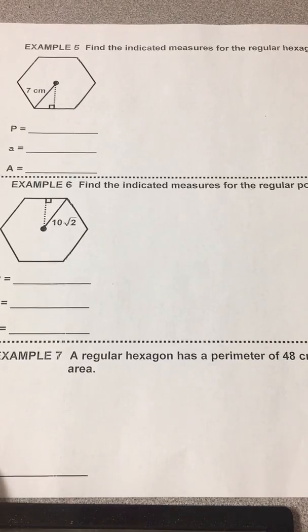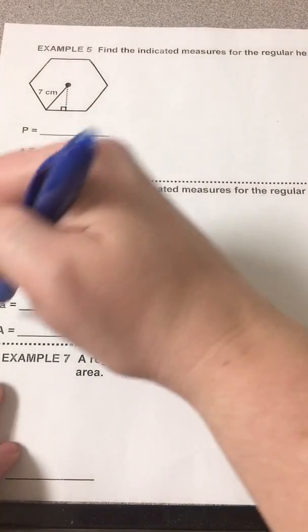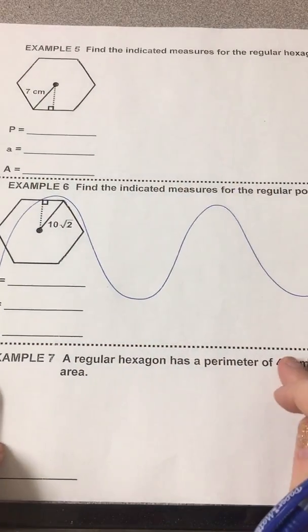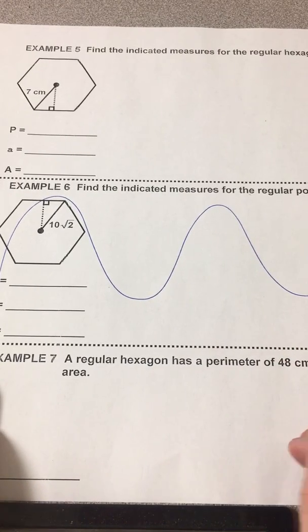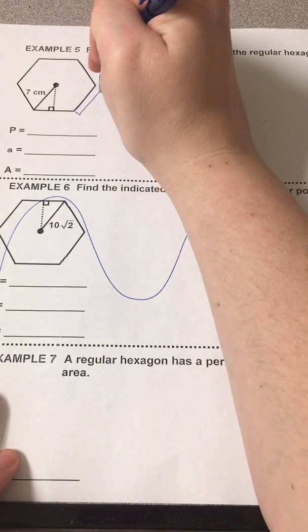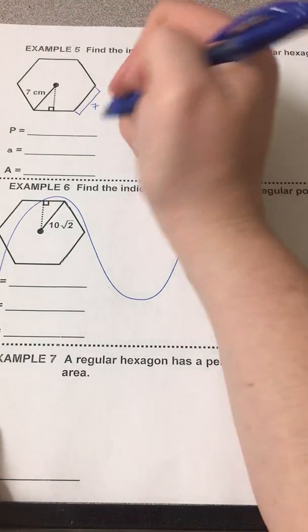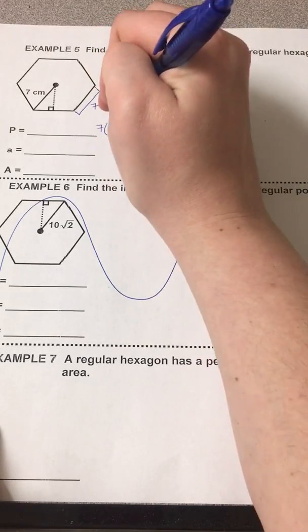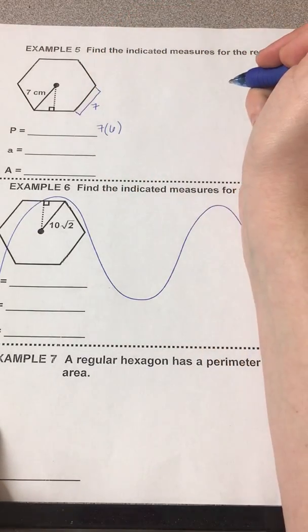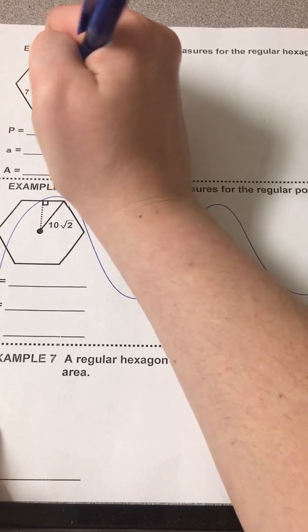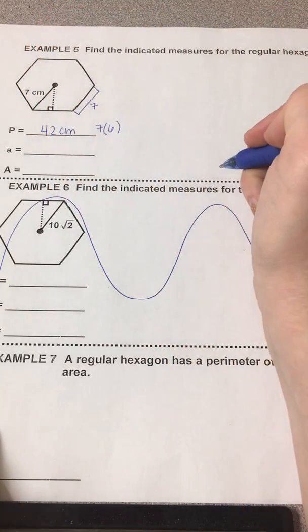Okay, I'm going to do one more. Okay, go ahead and mark off number 6. But look at example 5. In this case, they gave us our radius. So remember, your radius and your side length are the exact same. So in order to find my perimeter, I can do 7 times my number of sides. 7 times 6, 42 centimeters for my perimeter.